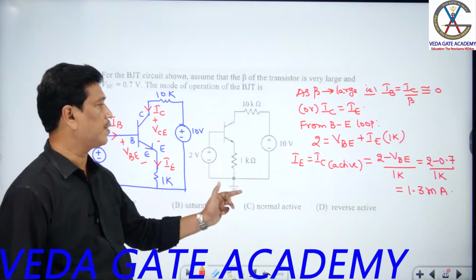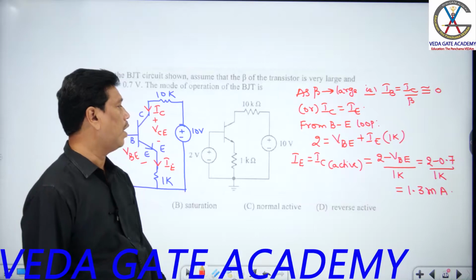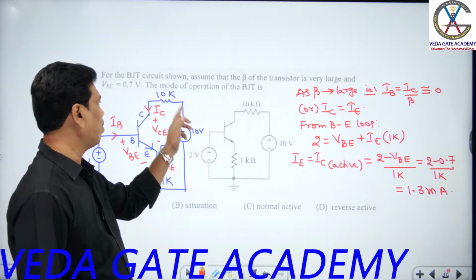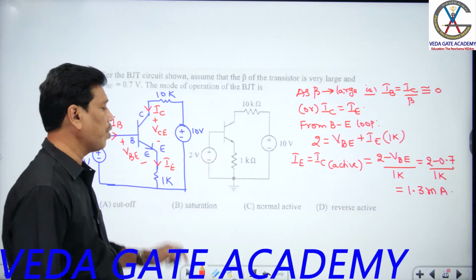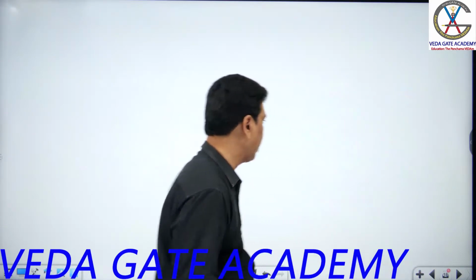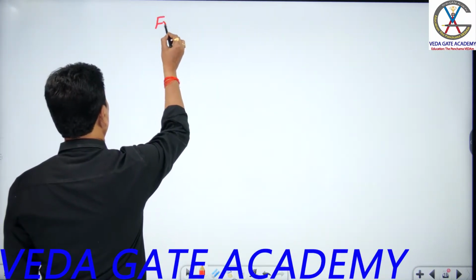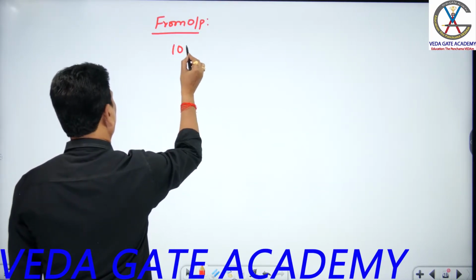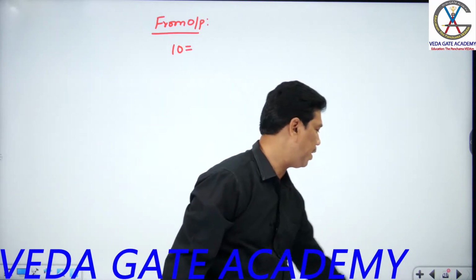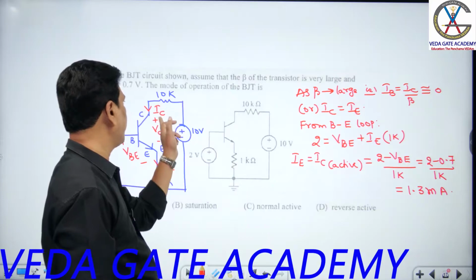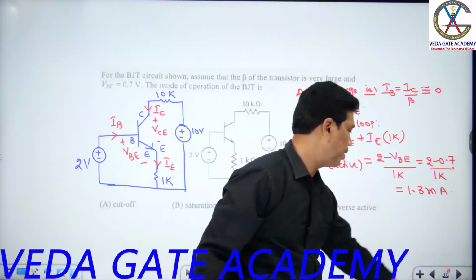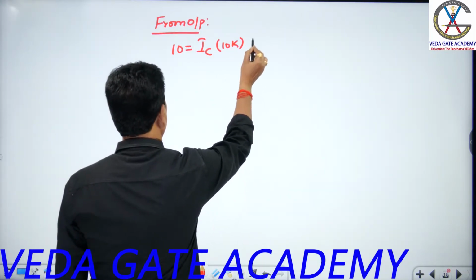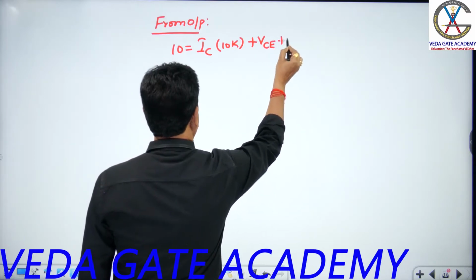So from the input bias circuit, I calculated IC active. Now I can go for IC saturation, students, from the output bias circuit. So in this one, I can go for that now. So 10 equal to IC into 10K plus VCE plus IE into 1K you can call. So I can apply that now. See this one now. From output, I can go, check out the condition, KVL I can apply. 10 equal to IC into 10K plus VCE plus IE into 1K, students.